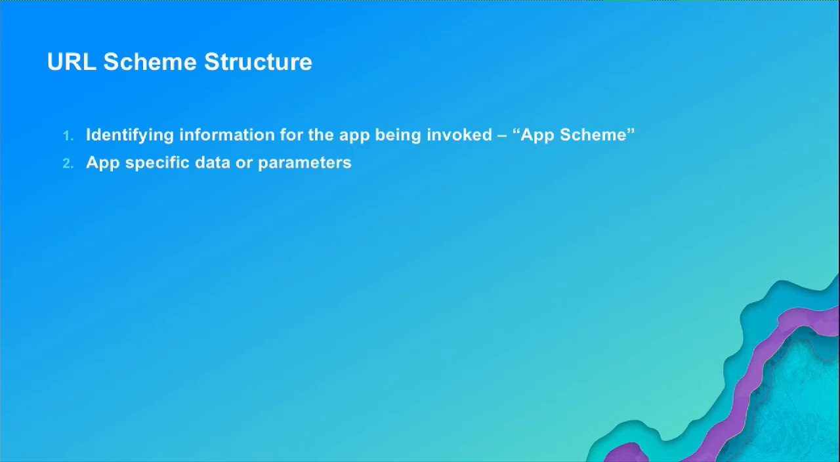If we break down the URL scheme structure, it really comes down to two components. First, you'll have an application scheme, and this is the identifying information that will let the operating system know which application you're trying to launch. In the case of a deep web link, which is just a URL to a website, instead of having HTTPS:// you'll have some sort of identifier for that application. You also need to include some app-specific data or parameters, and this is the information that will be passed to the mobile application to provide it the information it needs to give the user their desired state.